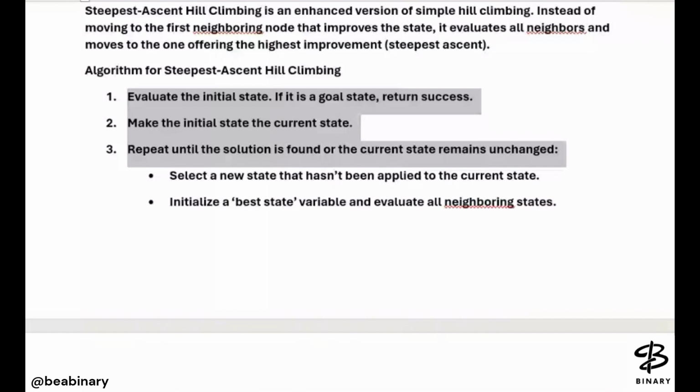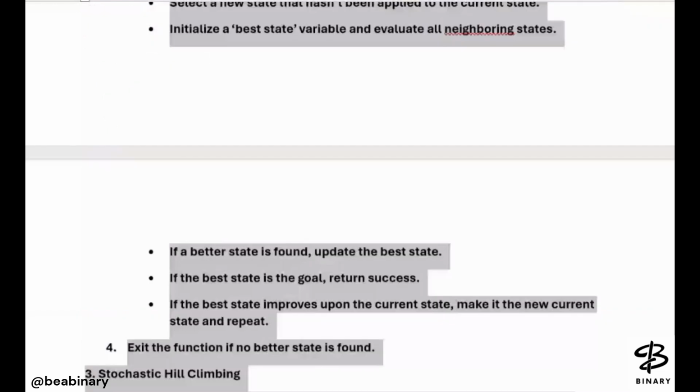Now, what comes under repeat until the solution is found or the current state remains unchanged? The first step is to select a new state that hasn't been applied to the current state, right? The new state it will select is one which is not the next state of the current state. So initialize a best state variable and evaluate all the neighboring states. First, in a loop, it will initialize the best state variable and then start evaluating all the neighboring states. This step is just different from the previous hill climbing algorithm. Then if a better state is found, update the best state, right? Best state को update कर देगा.